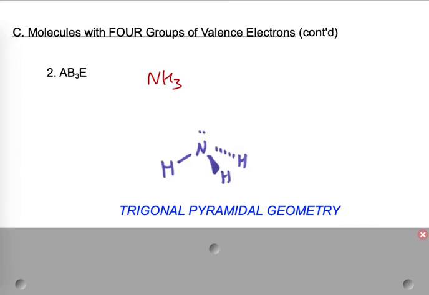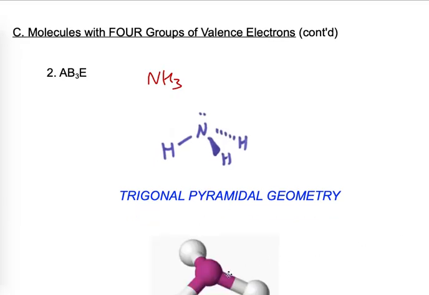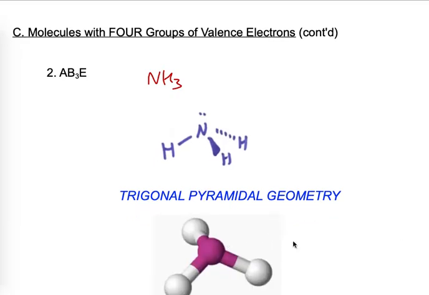It looks like a pyramid, so I'm going to call this trigonal pyramidal geometry. And trigonal pyramidal geometry looks like this. There are my three nitrogen-hydrogen bonds forming the sides of a pyramid, and not shown in the diagram is a lone pair.